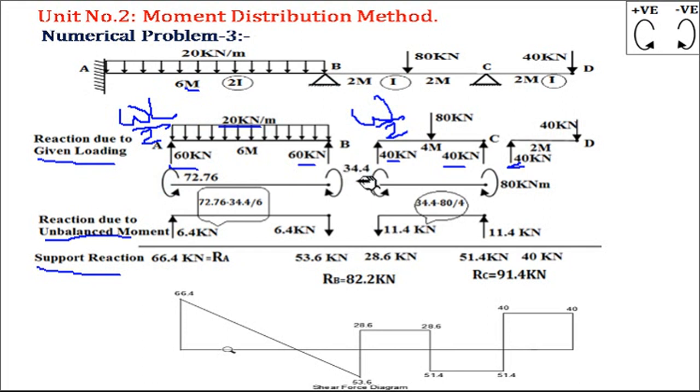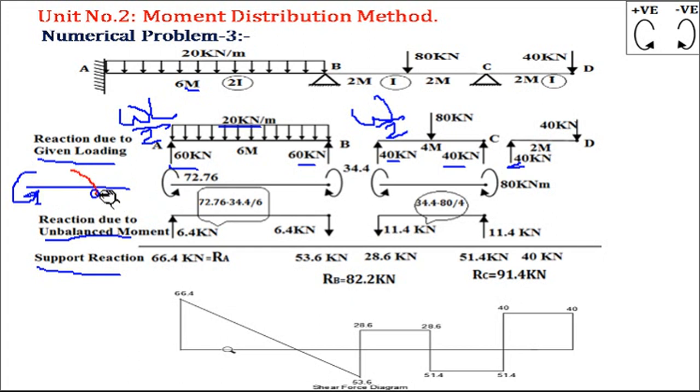As it is 34.4, it means acting in clockwise direction. Okay, now next we have to find out the unbalanced moment. If you compare these two moments, here the anticlockwise moment 72.76 is more than 34.4. So here the unbalanced moment will have the sign of 72.76, that is in anticlockwise direction. Now this unbalanced moment will rotate the structure in anticlockwise direction.